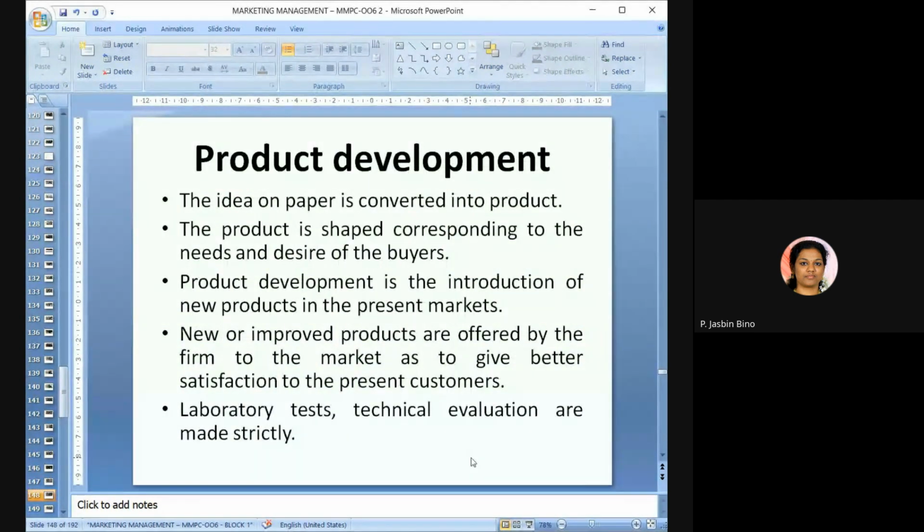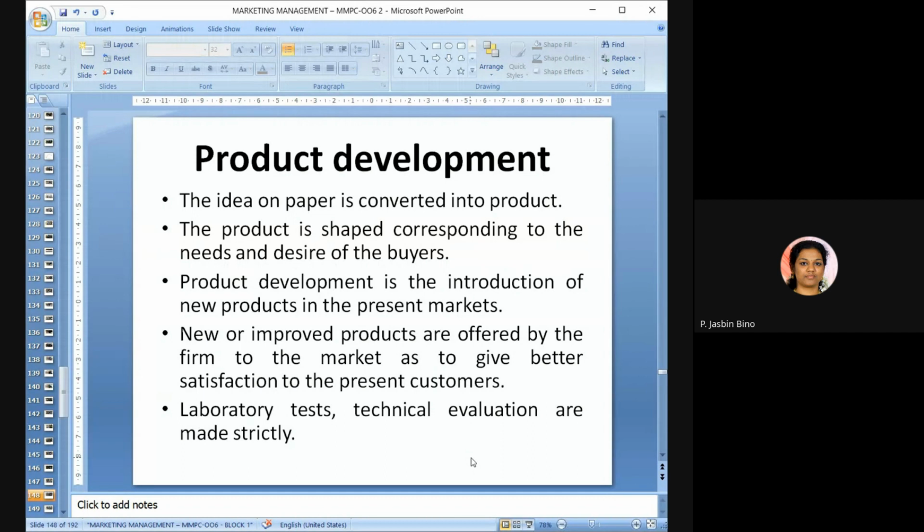The next one is product development. So in this stage, the idea on the paper will be converted into a product, that is developing a product or producing a product. So the idea or the blueprint on the paper will be converted into a product, or it will be converted into an action. That is what is product development stage. The product is shaped corresponding to the needs and desires of the buyer.